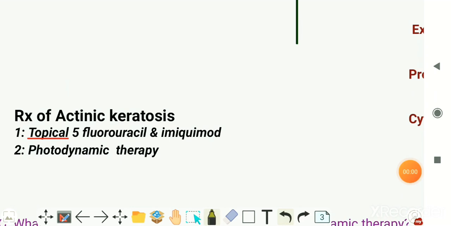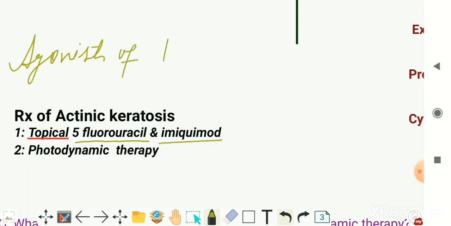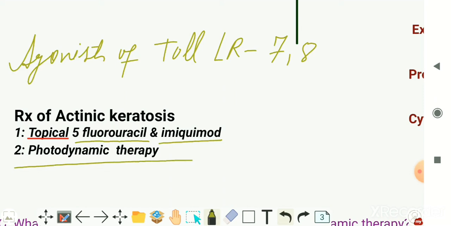For the treatment of actinic keratosis, topical creams are given like 5-fluorouracil and imiquimod. And the mechanism of action of these creams is that they are agonists of toll-like receptor 7 and 8. And another treatment is photodynamic therapy.